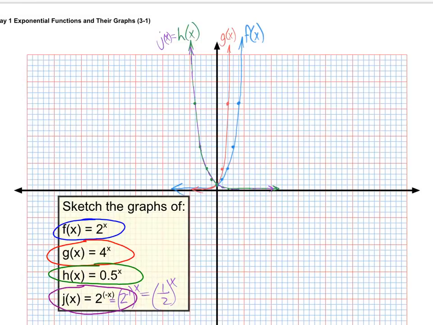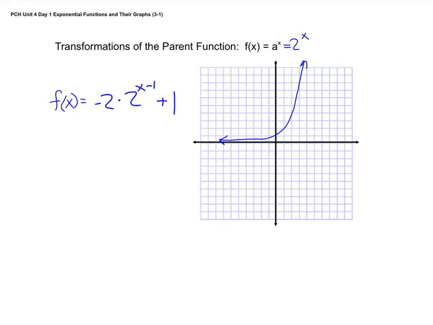Alright, so while we're on the topic of transformations, let's think about this one, okay? Take a couple minutes here on your own, and we have the parent function 2 to the x already sketched for us. I want you to try to identify all the transformations in this function, okay? And then we'll talk about graphing it, okay? Alright, so let's identify the transformations first, and then I'll talk to you about how to graph some of these. Because these are challenging to get all the transformations in and graph properly, okay?